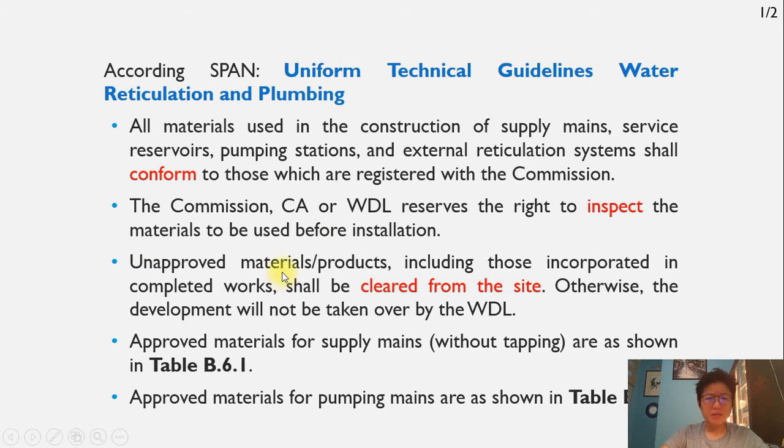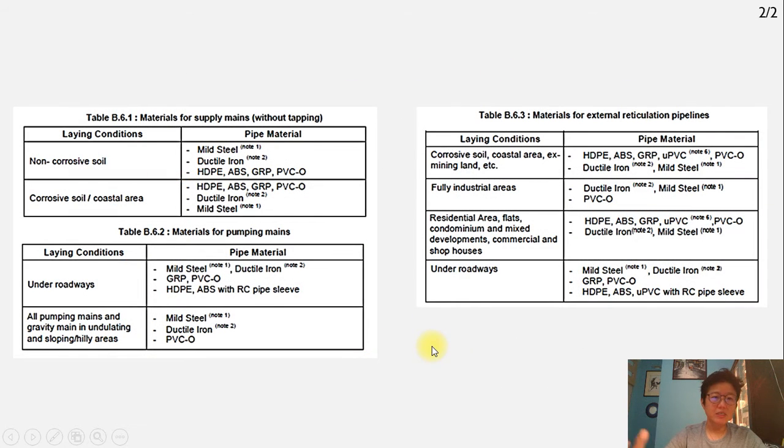Right? Any unapproved materials or products, including those that are incorporated in your work, can be cleared from site. In other words, contractors who do not abide by these stipulations, even if the work is done, all the pipelines are fixed in, you can be asked to remove them. And we know this is common in civil engineering works, right? And we can look at some of these tables here that tell us the details on it.